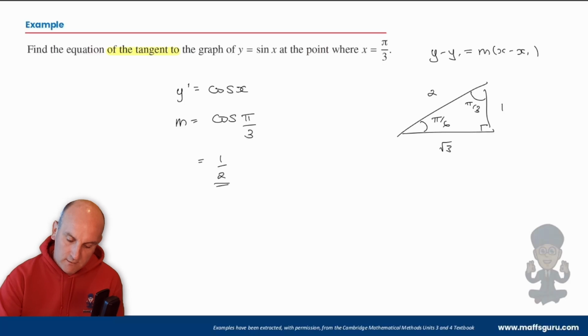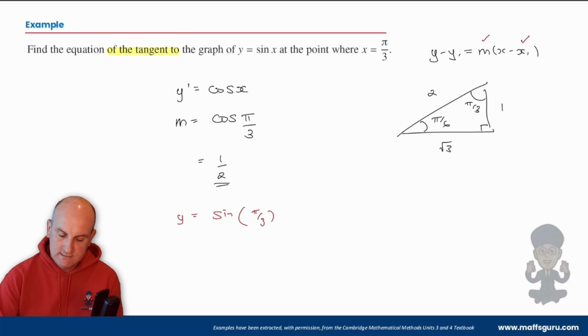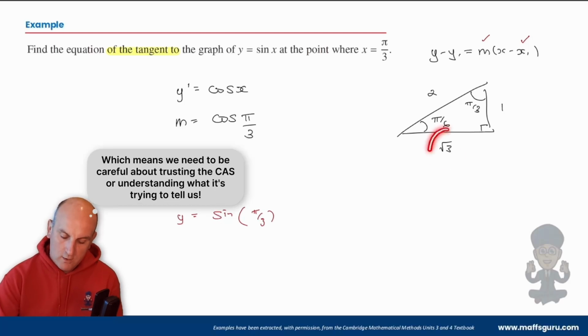So that means I now know my gradient. I've got my value of x1. I need to find my value of y1. How am I going to do that? Well, I'm simply going to substitute pi on 3 into here. So we want my y value is equal to the sine of pi on 3. So sine of pi on 3, here's pi on 3, so root 3 on 2.